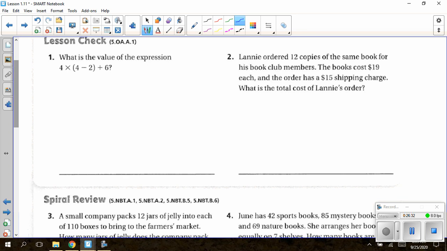So again, we have that keyword each, so we know we're going to have to multiply. So remember, it says that he ordered 12 copies of those books, and each book costs $19. So we're going to take 12 times 19 just to figure out how much he's spending on books. Then it says he's adding an additional $15 for the shipping. So we're going to make sure we have plus 15. So make sure you're solving this expression to find the total cost of his order.